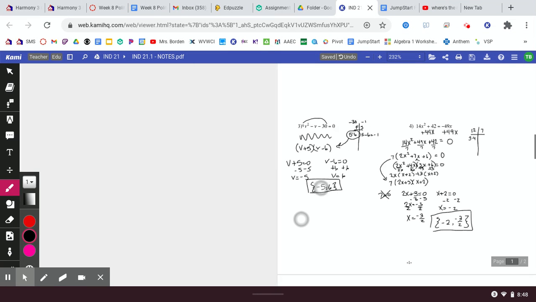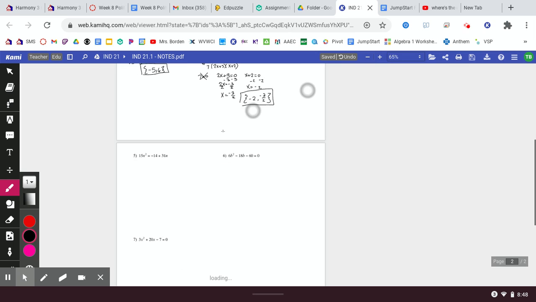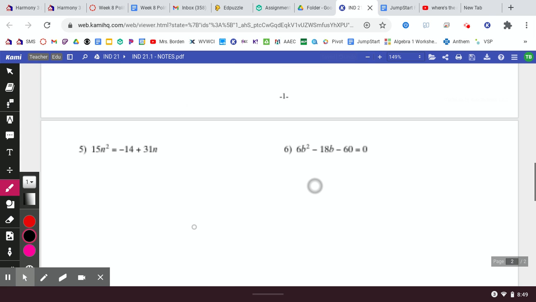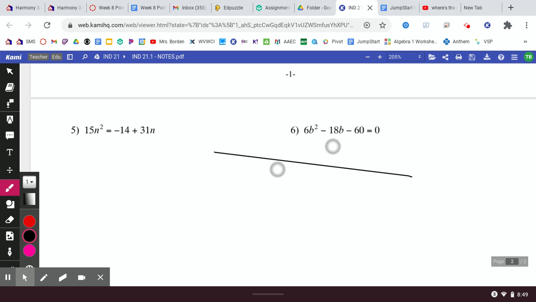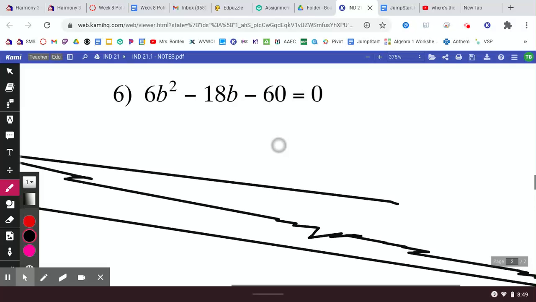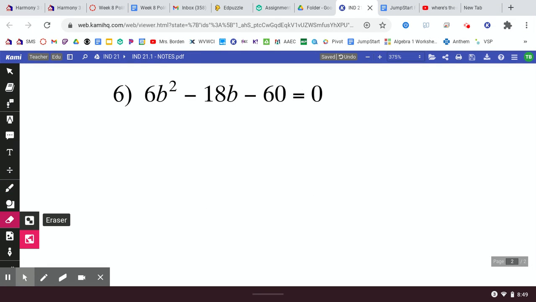All right, let's see, just a couple more examples. I think I'm going to skip that one, so I'm not going to work this one all the way through. I just want to show you something. This is a big old quadratic that I would not want to factor, with 6 times 60 and finding all of that.